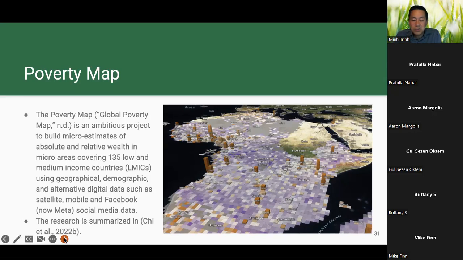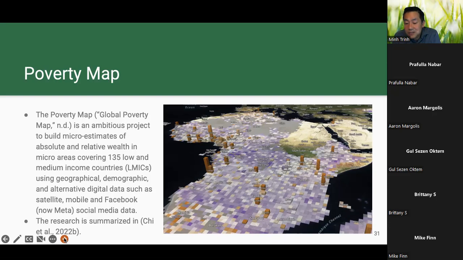And they use geographical, demographic, and alternative digital data: satellite, mobile, Facebook. So everything that we've seen before, but combined and scaled up to many more countries. And they also use something new, Facebook data. I think some of the co-authors were working at Meta at the time, so they have cited the paper here. And as you see on the slide, if you go to the website, you can see these real-time, or at least updated, 3D maps of wealth by little squares.